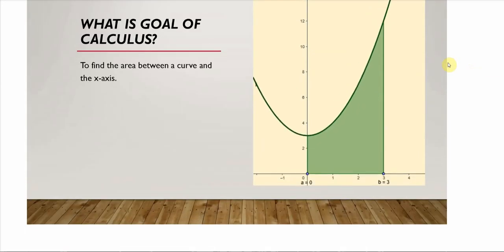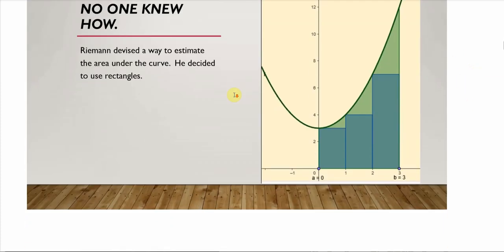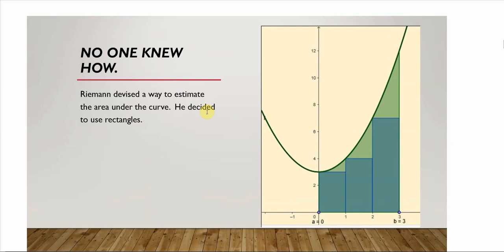You want to find the area from a equals 0 to b equals 3 here, and you want to find this area, but we don't know how. So Riemann said, you know what, I can use rectangles. I'm going to use rectangles here, and all my bases are going to be 1, 1, 1. I find the heights: the height of my first rectangle, which is determined by my function, and my second height, and my third height, each determined by my function.